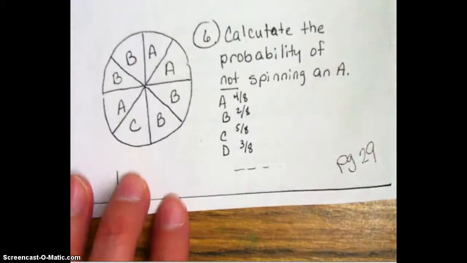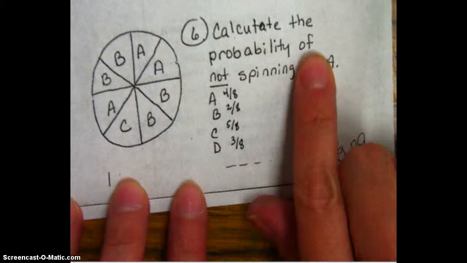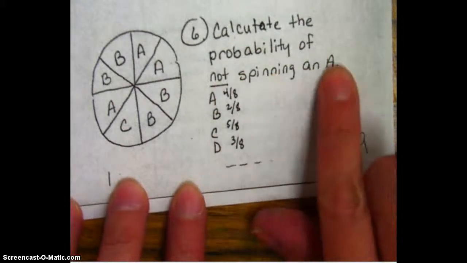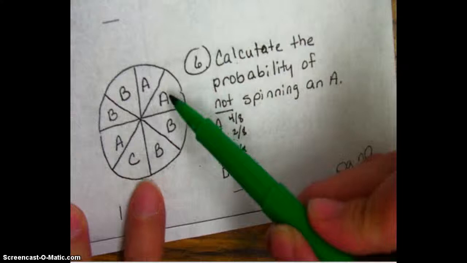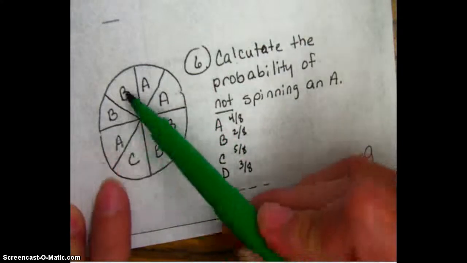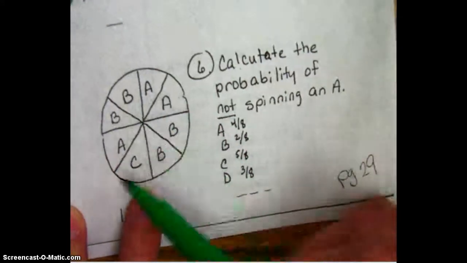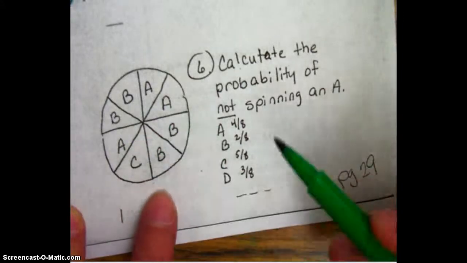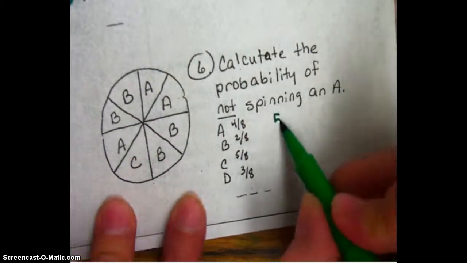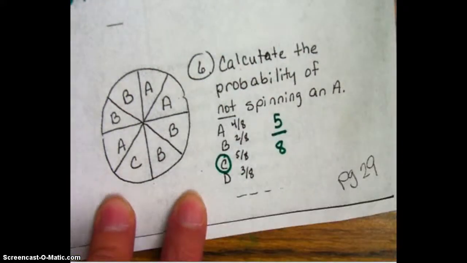Problem number 6 says calculate the probability of not spinning an A. So here we have 1, 2, 3 A's out of 1, 2, 3, 4, 5, 6, 7, 8. So if there's 8 of them and 3 of them are A's, that means 1, 2, 3, 4, 5 of them are not A. So that's going to be 5 out of 8, and we see that it's C.